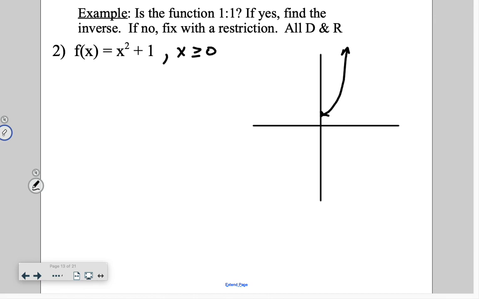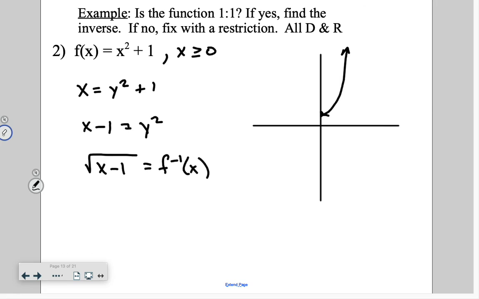Let's find it. Yeah, you could have done it the other way too. You could have used the other half of the parabola. Why would it be greater than or equal to 0? Hang on, we'll get there. Let's find the inverse. So here we go. We flip the x and the y. Let's resolve. Subtract the 1 over. To undo the square, take the square root of both sides. But again, remember, when you take the square root, plus or minus.